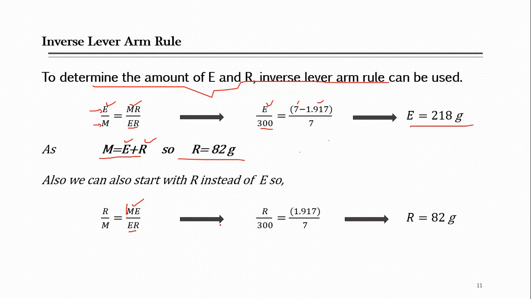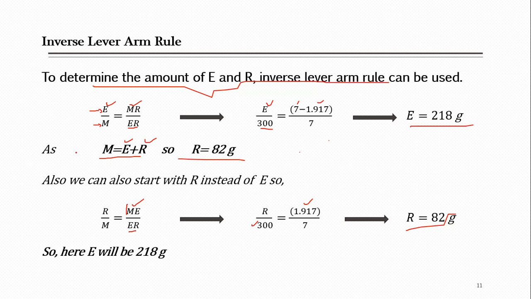So you have to just put the values here again. R is what you are looking for, M is 300, and ME was 1.917, because your ruler has 1 and 0, so this will be 1.917 minus 0. Overall it is written 1.917 divided by 7, that is ER total distance, and overall R you can see here is 82 gram.